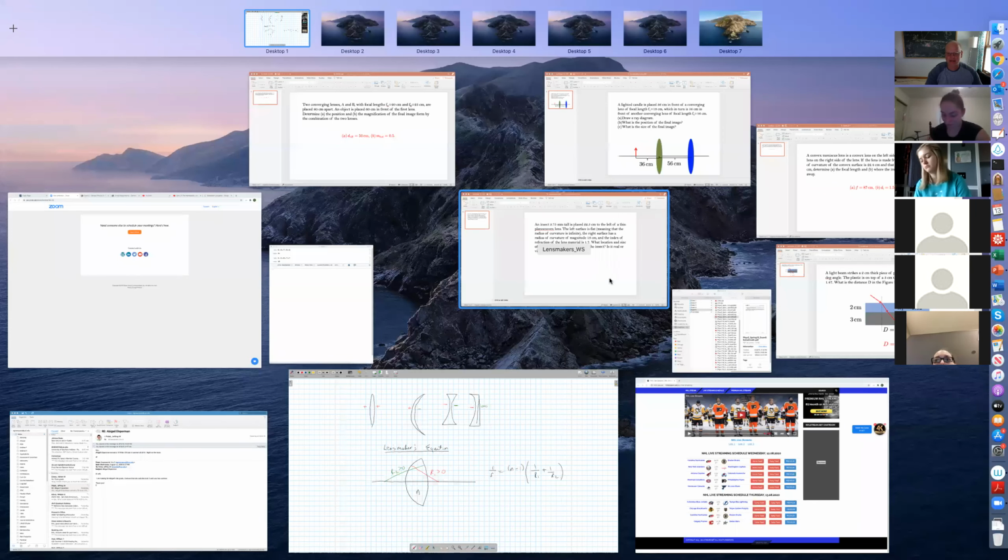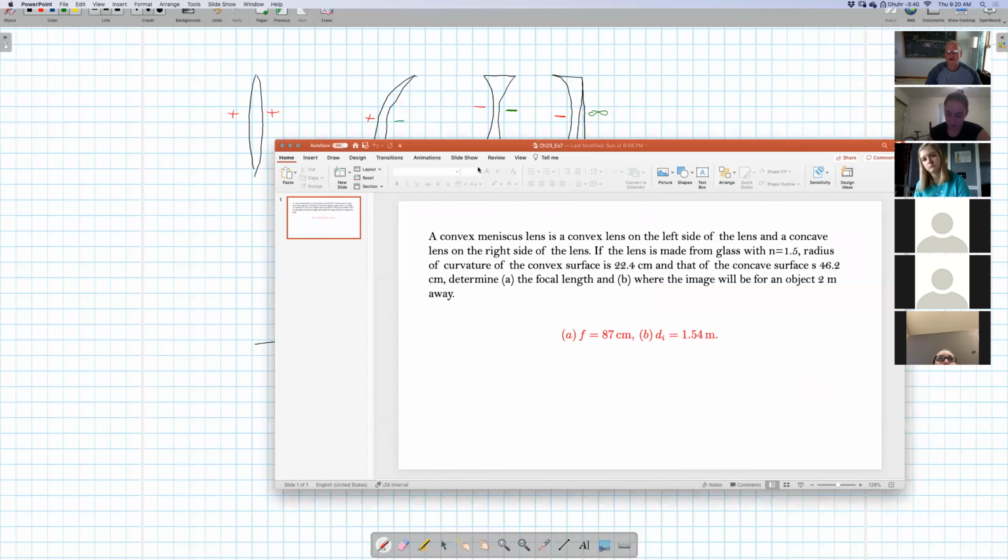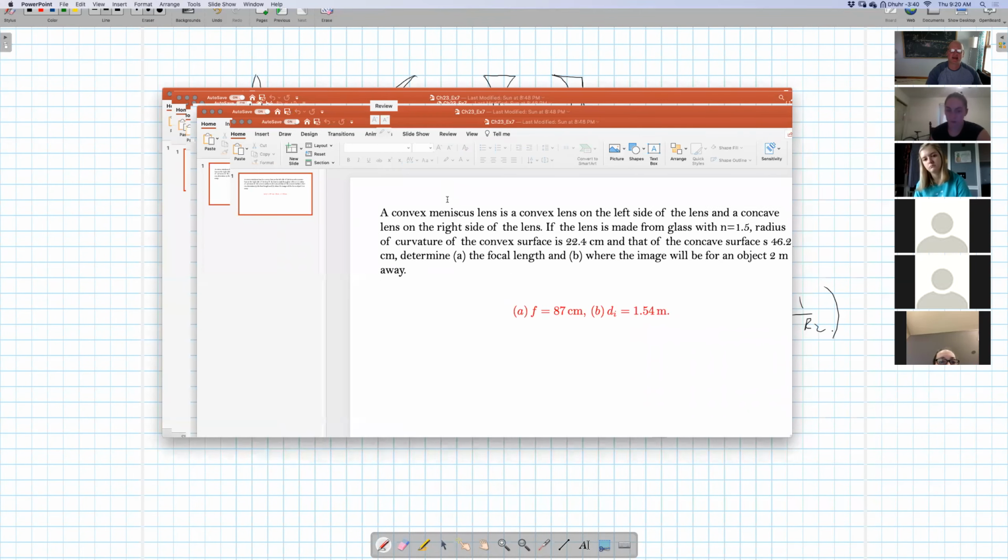This example says that we have a convex meniscus lens, a convex surface on the left-hand side and a concave surface on the right-hand side. It wants to know: if the lens is made out of glass, which has an index of refraction of 1.5, radius of curvature on the left of 22.4, and on the right-hand side 46.2, determine the focal length. And then after that, we want to know where the image will be formed if an object is sitting 2 meters away.